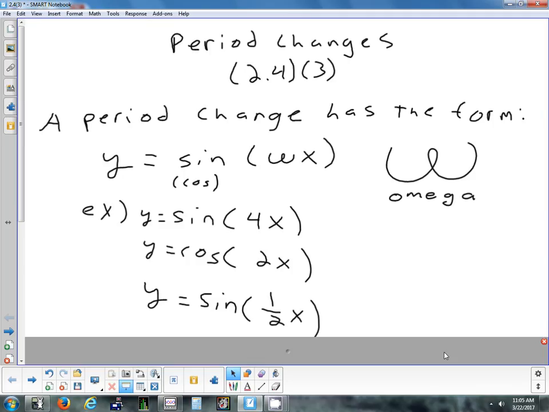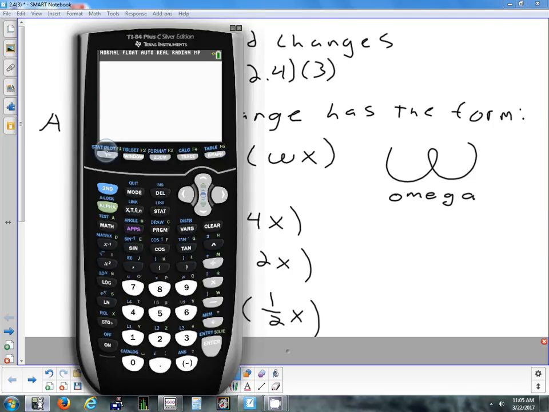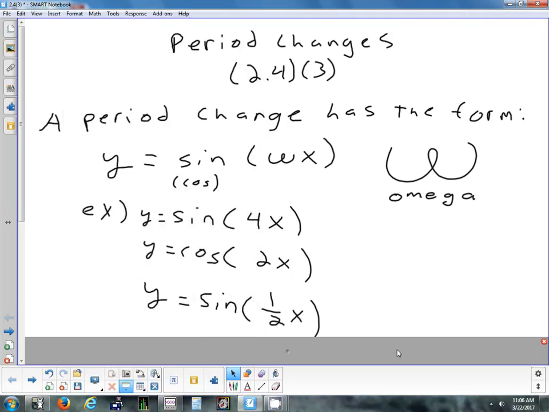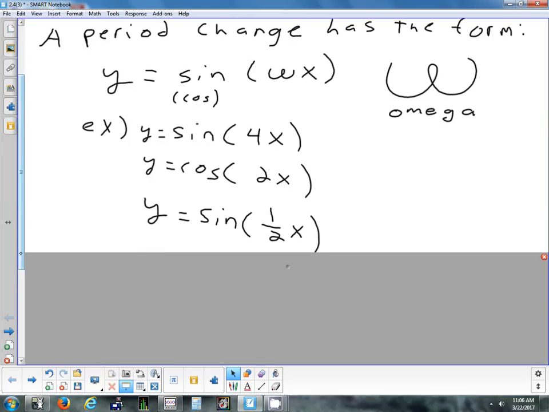But how about 1/2 x? What do you think that would do? Yeah, that's going to stretch it out. So if I type in 0.5, which is the same as a half, there's the original. And there's 0.5. That one's been stretched. So numbers that are fractions, 1/2, 1/3, 2/3, things like that, fractions are going to cause it to stretch. Numbers bigger than 1 cause it to compress. And the bigger the number, the more it compresses.